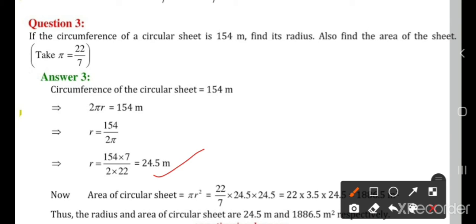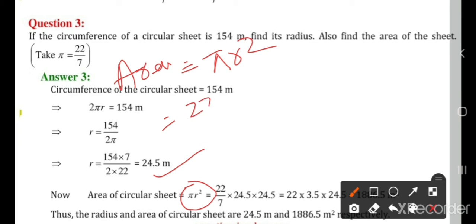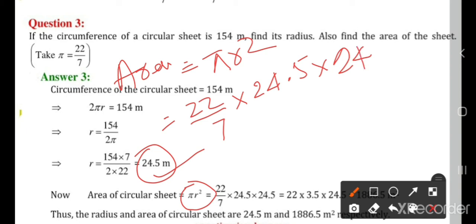Now what should you do? After getting the radius, you should find the area. The area's formula is pi r square. So let us do that. Area is equal to pi r square. Pi value you take as 22 by 7 into radius, which you got as 24.5. So 24.5 into 24.5. Now let us cancel it.